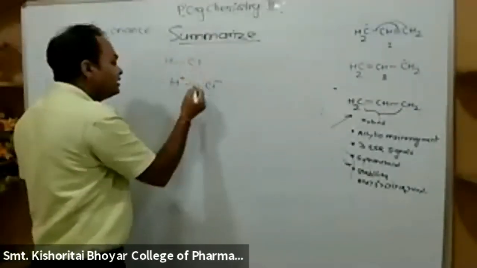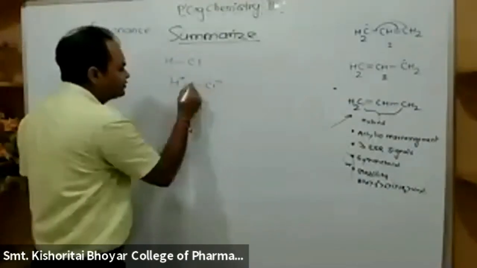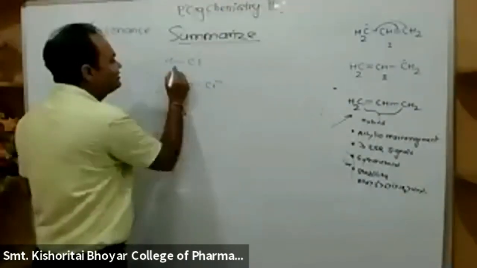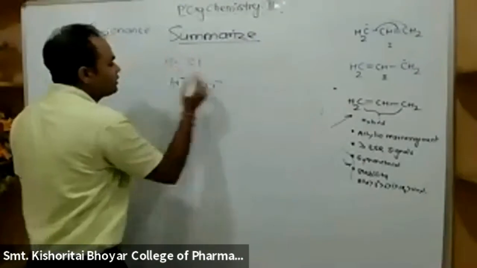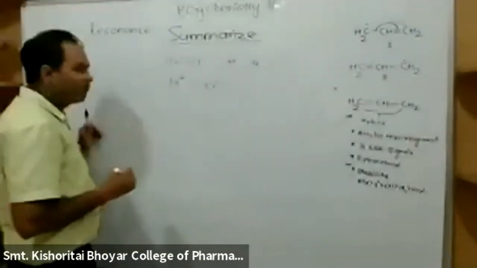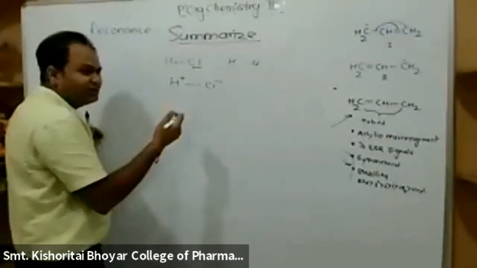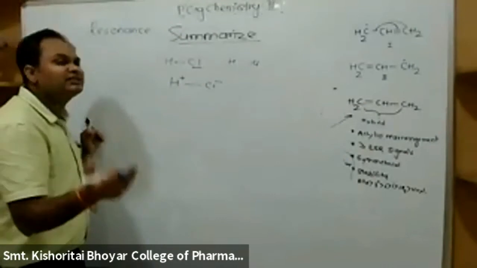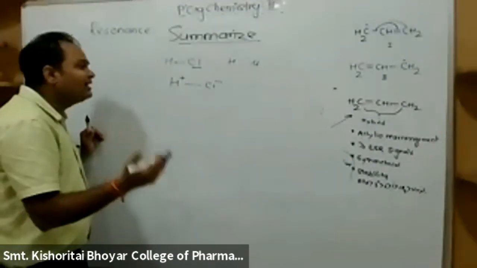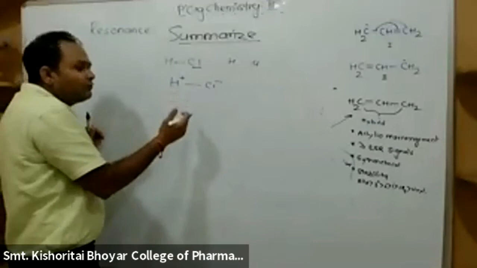Here the development of the charge is related only to the shifting of electrons. These two electrons are shifted like this. Why? Because chlorine is much more electronegative than hydrogen. This is called a simple inductive effect, a distance-oriented effect. That develops a charge. So the shifting of the electron results in the development of a charge due to the difference in electronegativity.